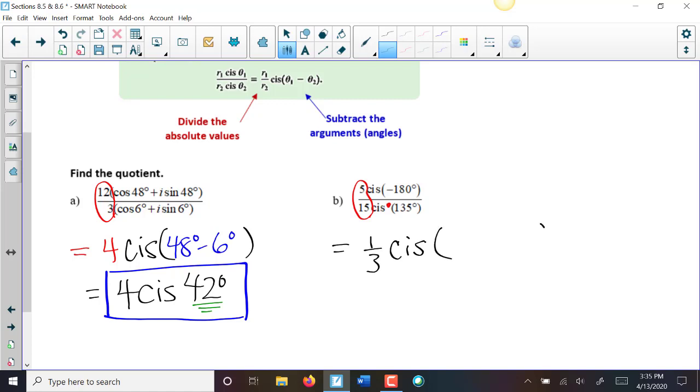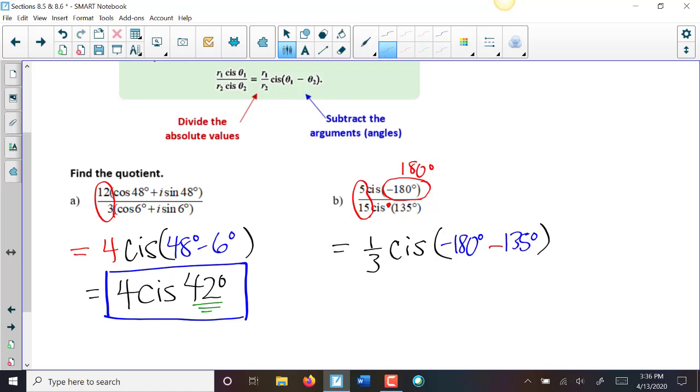And then we subtract. Now, if you want to subtract, that's fine. You've got to be careful, though, with the negative. It's negative 180 minus 135. If that doesn't work for you, then go ahead and convert negative 180 to a positive angle. That's coterminal, which is actually positive 180.